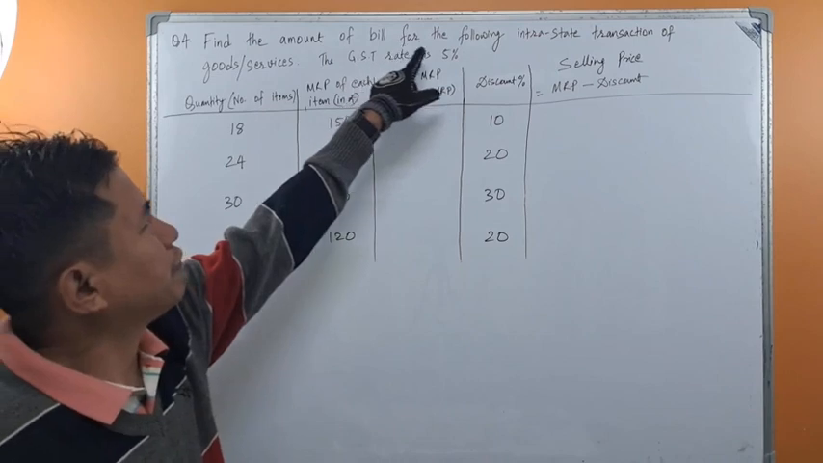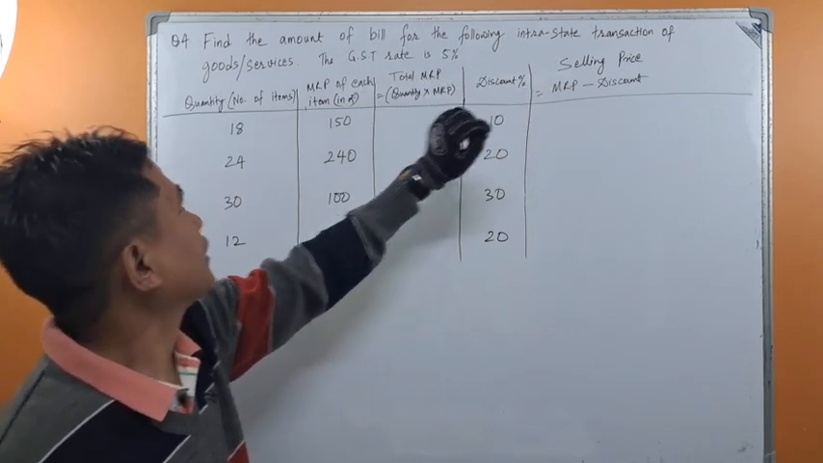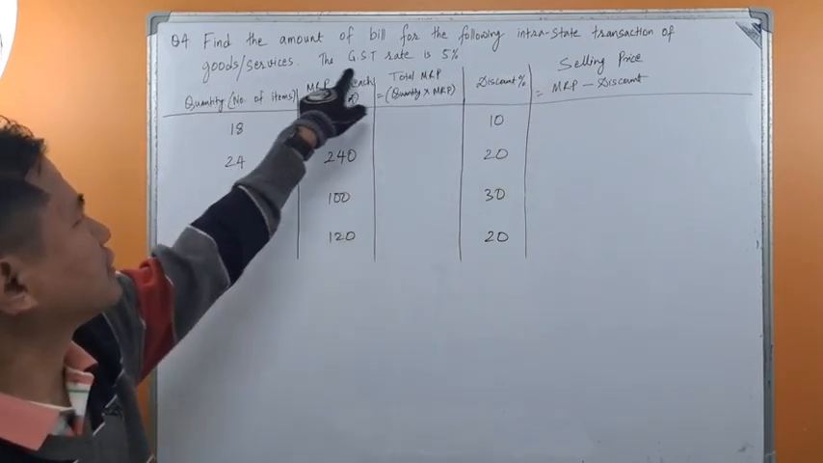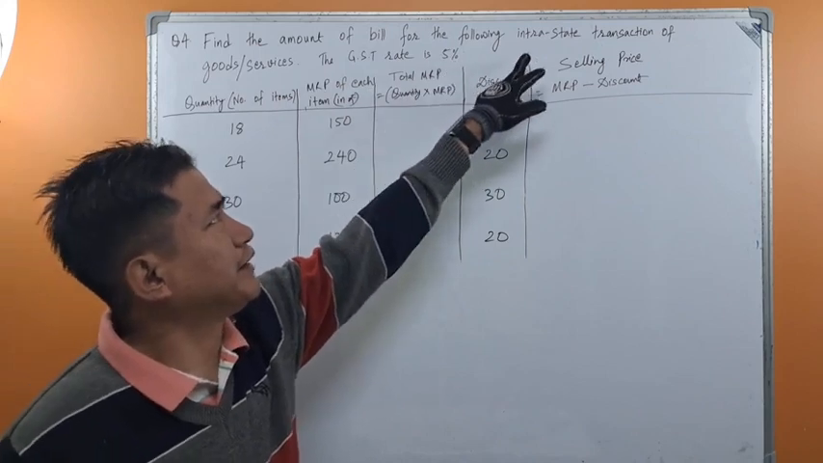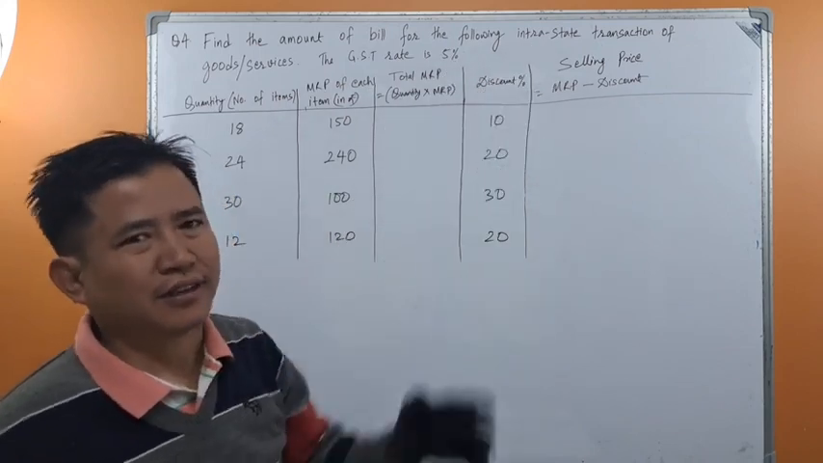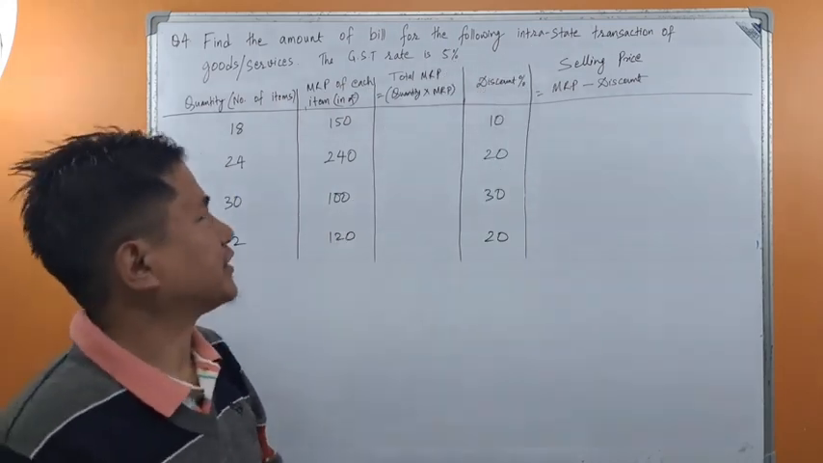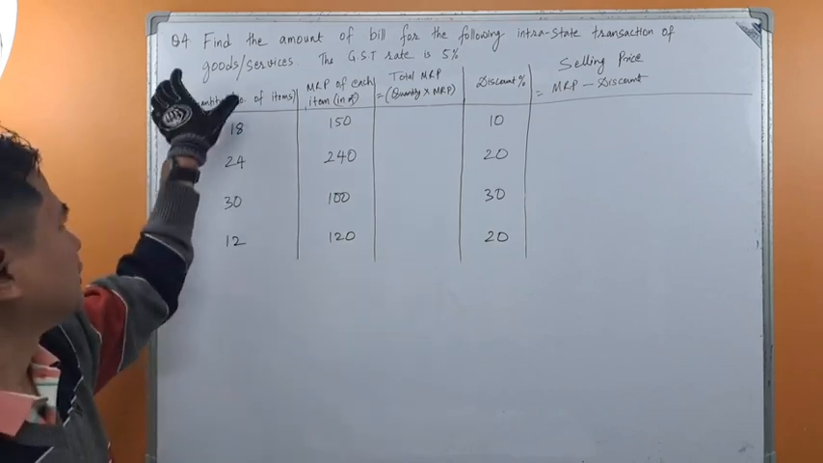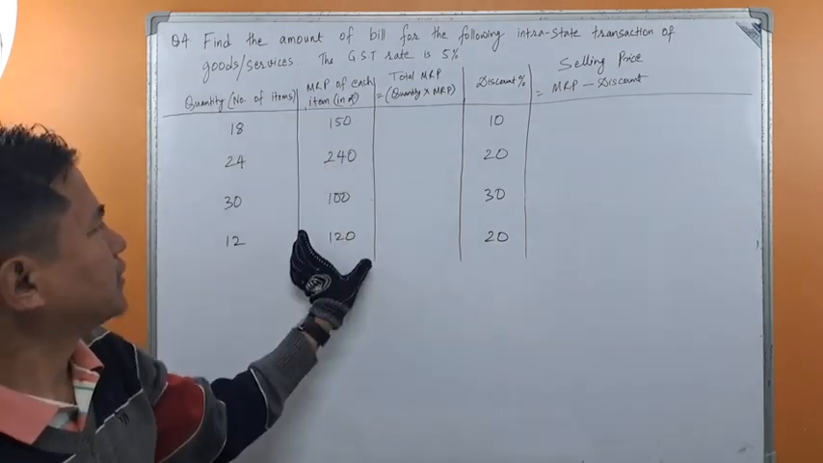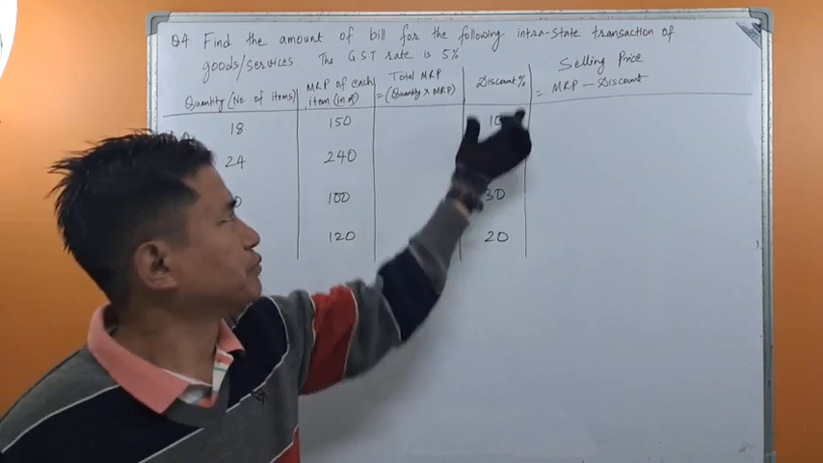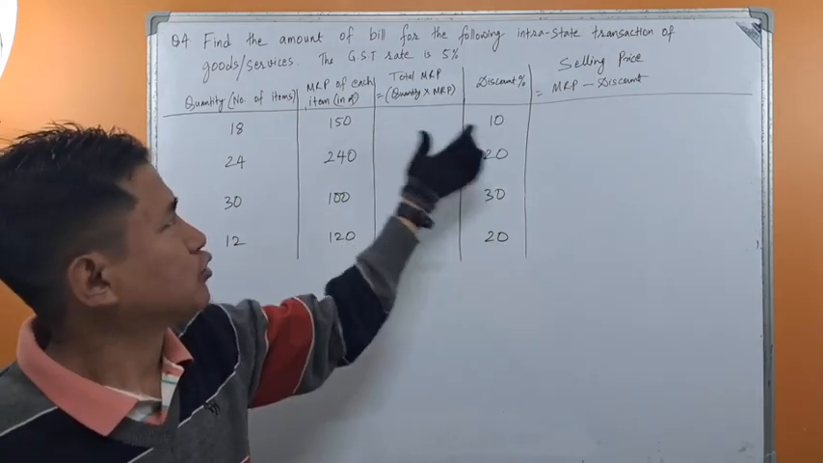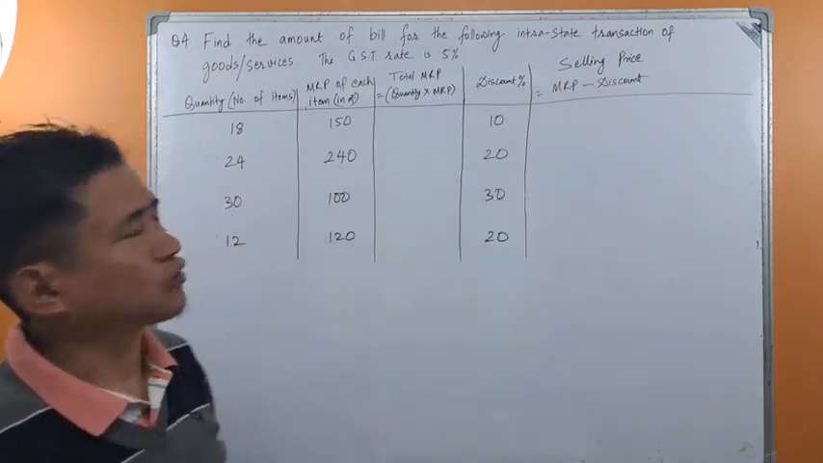Find the amount billed for the following intra-state transaction of goods and services. The GST rate is 5%. Intra-state transaction means transaction carried out within the state. Okay. Quantity, this column is given to us. MRP, this column is also given to us, and discount percent is given to us. And these two columns, I drew to solve this question.